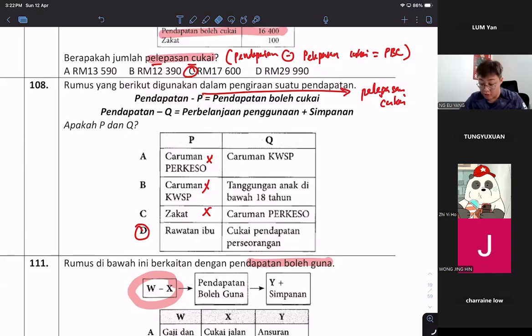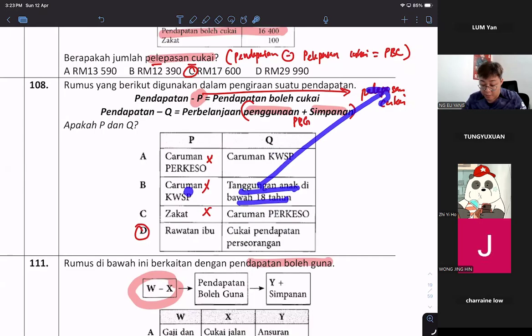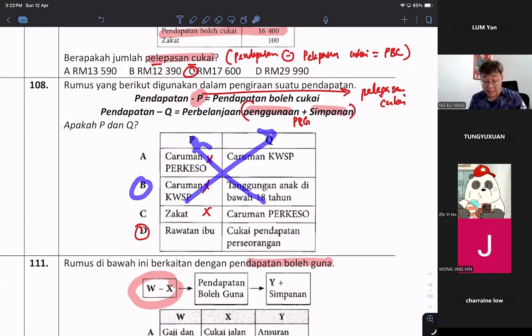Okay, so the answer is really no. P is your pelepasan cukai. So we try to understand what Q is. Pendapatan minus what? Pengguna plus simpanan. So pengguna plus simpanan is your PBG, right? So this is your PBG. So what do we have to minus? Potongan wajib. What is potongan wajib? Also pendapatan perseorangan. Okay, so Q, what is correct: A, C, D. So B is definitely wrong because tanggungan anak di bawah 18 tahun, this one is supposed to be your pelepasan cukai. KWSP is your Q. So this is vice versa. So if the answer is the option B, if you swap it, then this is answer B and the other is the same. Okay, so this is the wrong option.